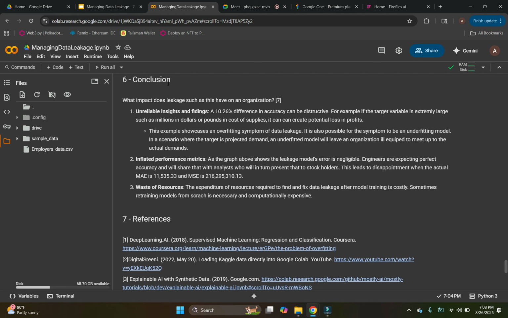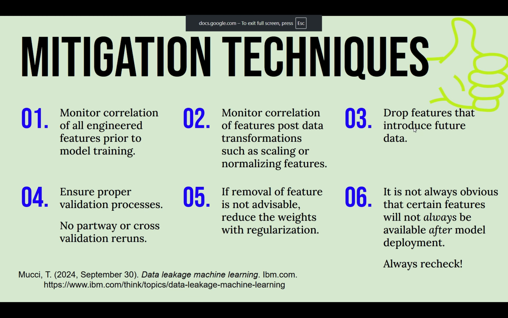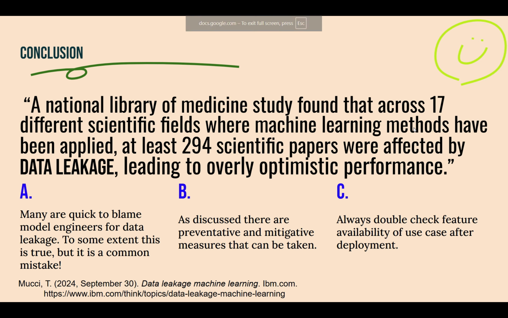All right, so in conclusion, according to IBM, a National Library of Medicine study found that across 17 different scientific fields where machine learning methods have been applied, at least 294 scientific papers were affected by data leakage, leading to overly optimistic performance. Okay, so many are very quick to blame model engineers for data leakage, and to some extent this is true, but it is a very common mistake.